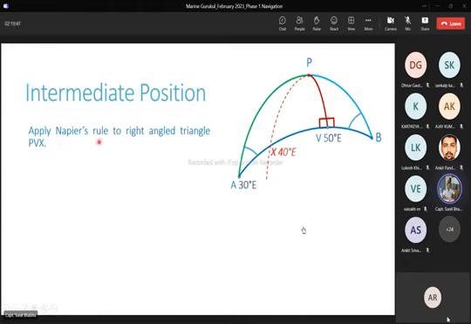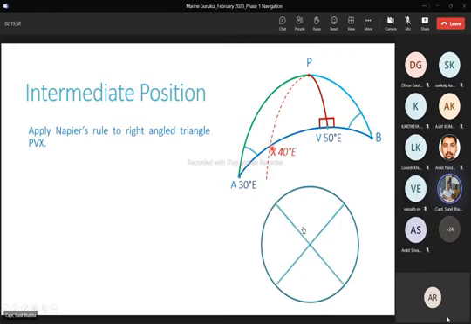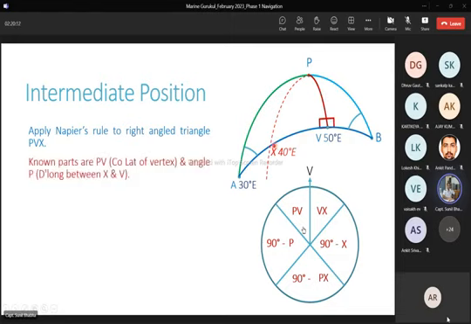Now we will again apply the Napier's rule, in this case to the triangle Papa Victor X-ray. So let's mark the cartwheel. Let's fill up the parts of the cartwheel. You can see the cartwheel parts are filled up. And in this triangle Papa Victor X-ray, let's identify the parts which are known to us. Now one part which is known to us is Papa Victor. Papa Victor is the colat of the vertex. The vertex latitude and longitude is already calculated. So we know what is the colat of the vertex.